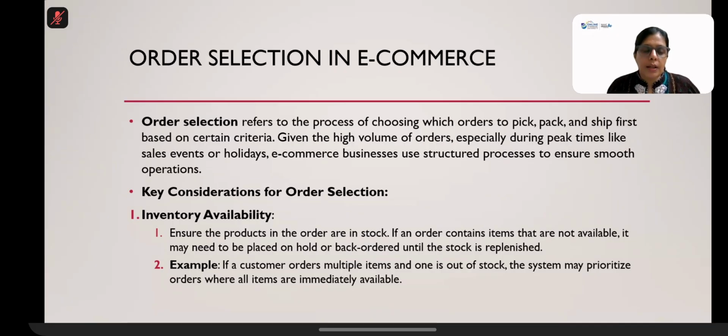Okay, next is order selection in e-commerce. It refers to the process of choosing which orders to pick, pack, and ship first. So that is order selection. How the orders are being selected. Maybe you have received 1,000 orders today. Out of 1,000 orders, which order do you pick, pack, and ship first? Given the high volume of orders, especially during peak times like sales, festivals, holidays, where they receive orders in bulk, order selection here becomes a very important thing. Okay.